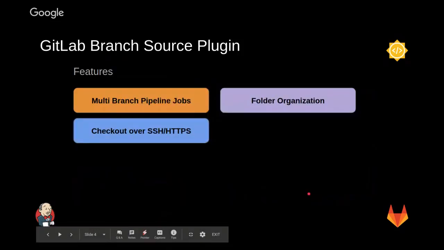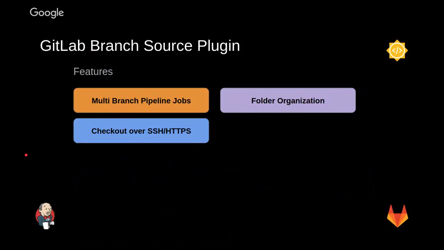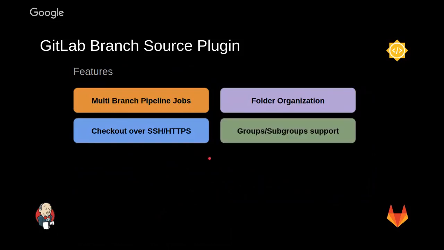The other features include that you can check out over SSH or HTTPS remote by giving your SSH private key or your username and password. Although it's not essentially required, in some cases where you have a private project, you can provide these external credentials. And we have groups and subgroup support. You can choose group projects from your groups and subgroups by giving the path to that subgroup.